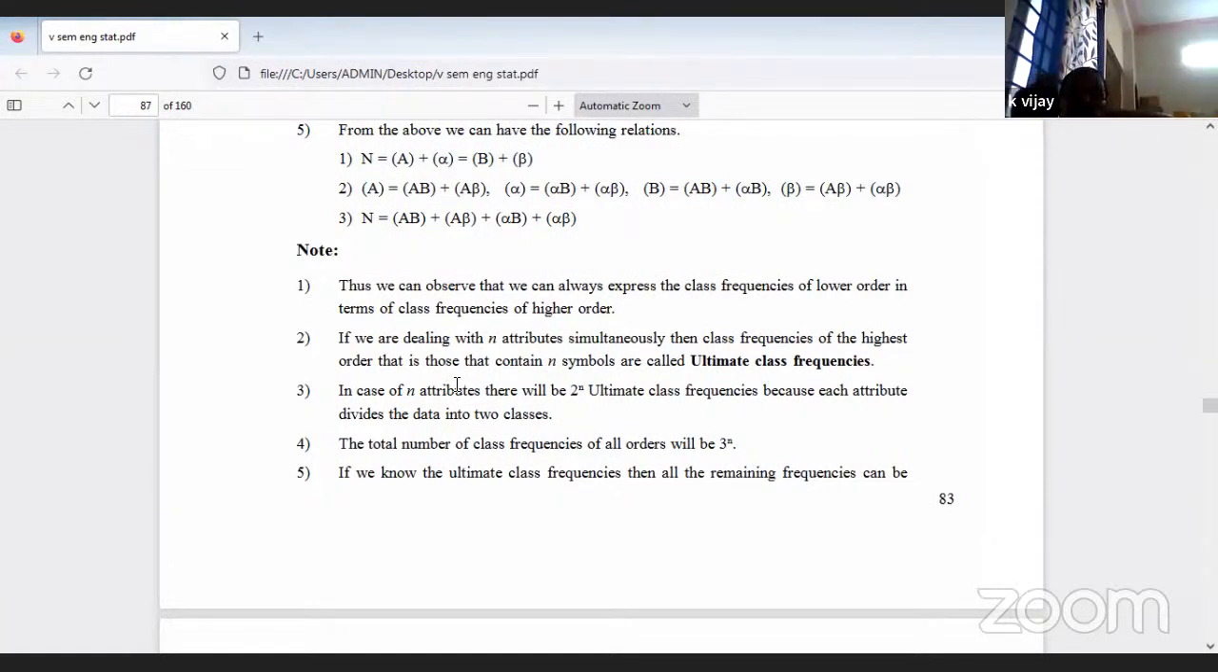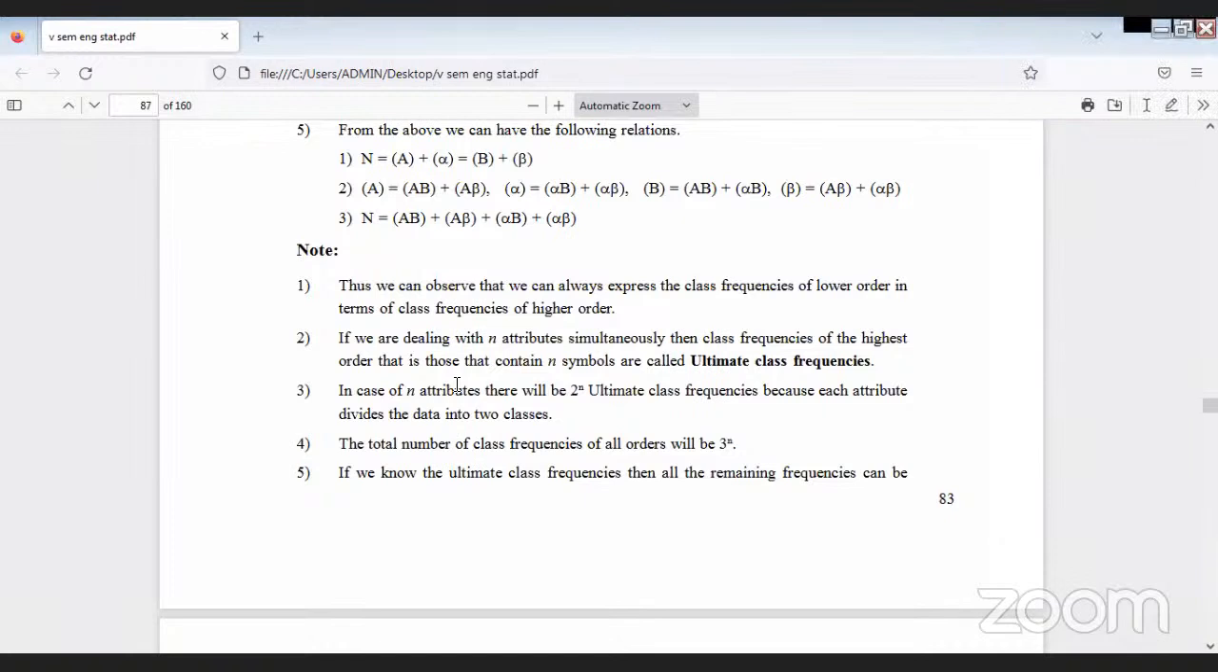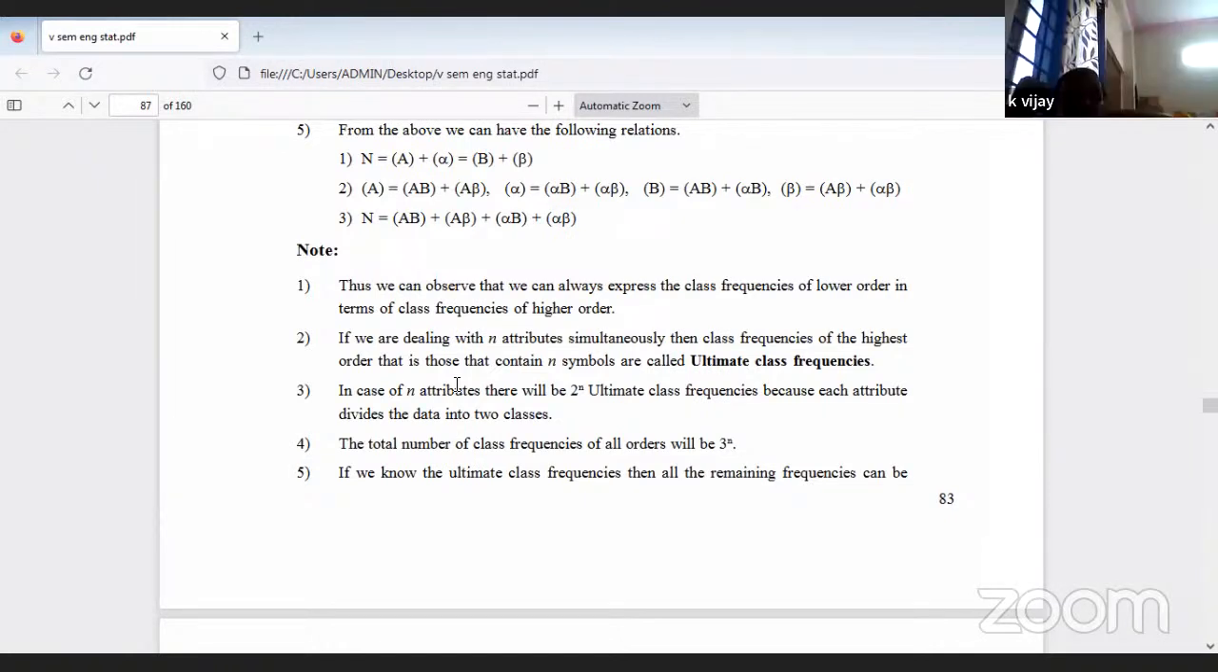So we observe that we can always express the class frequencies of lower order in terms of class frequencies of higher order. Look here, we can always express the class frequencies of lower order in terms of class frequencies of higher order. Now we can observe it in any way. These class frequencies of highest order, with n symbols, are called ultimate class frequencies. N attributes will have 2 power n ultimate classes. Frequencies will be, as each attribute divides into two classes.